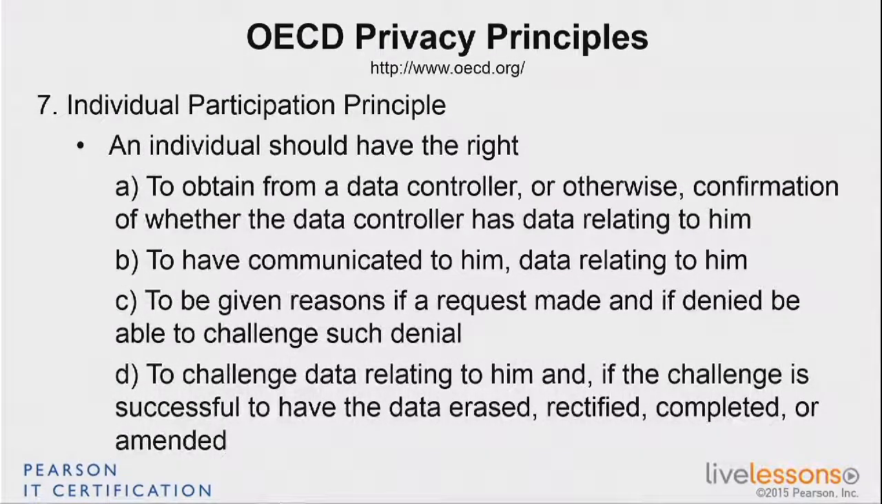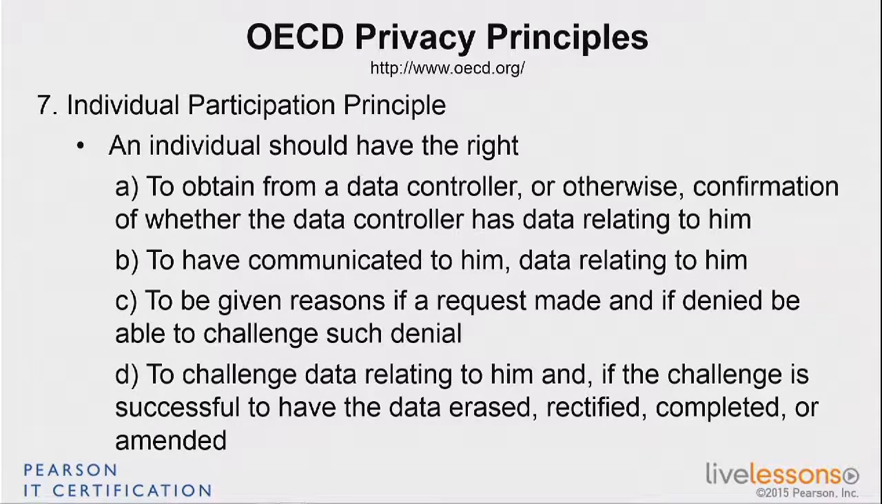And the individual participation principle says that individuals should have a right to A, obtain from a data controller or otherwise confirm whether the data controller has data related to him. So a subject should be able to say, do you have information about me? They have the right to have communicated to him or her any data related to him or her. So the individual should be able to say, do you have information about me, and what is it, and have it provided back to them.